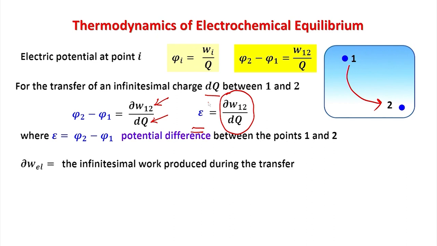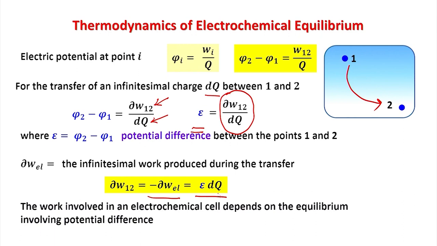So, in this case, I can very easily say that if del W_EL is the infinitesimal work produced during the transfer, then del W12 must be equal to negative of del W_EL, and that can be very easily said to be equal to epsilon or E into dq. Now, while playing around with these equations, the conclusion that I would like to draw here is as follows. The work involved in an electrochemical cell depends on the equilibrium involving the potential differences.